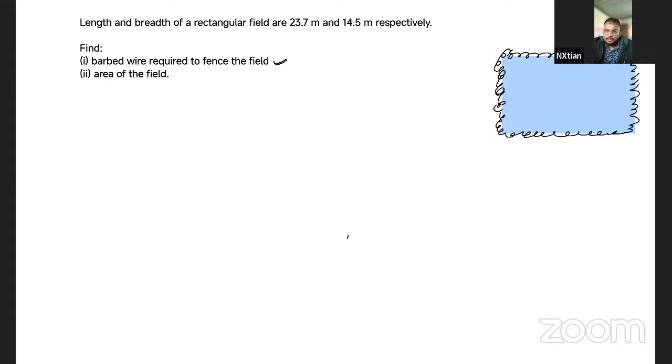Ezekiel, quickly do it. So do you have to measure it? What is like 23.7 and 14.5? No, you don't have to measure it. You have to make a simple diagram and write the values. You don't have to make proper 23.7. Okay.